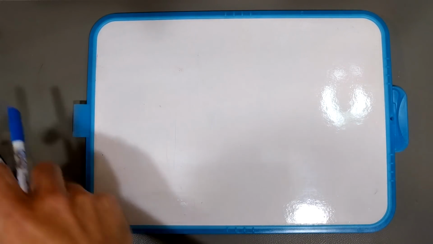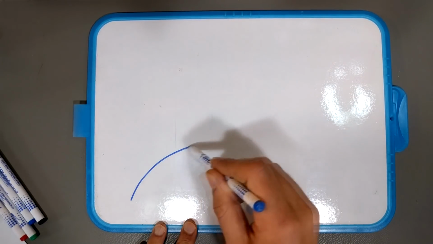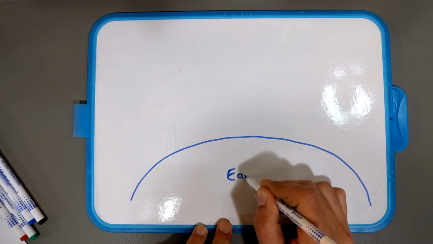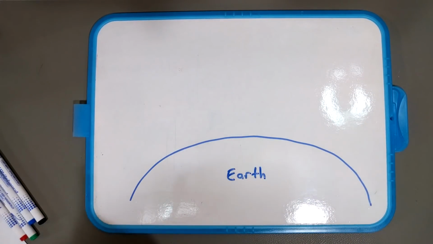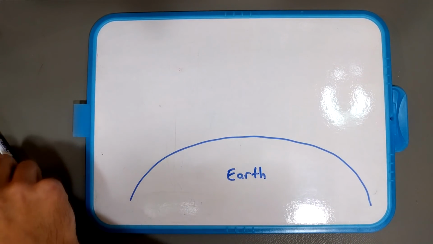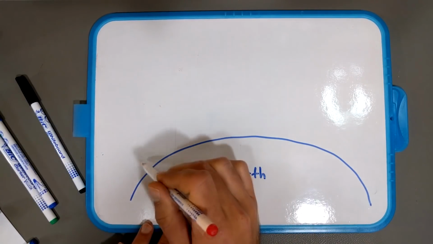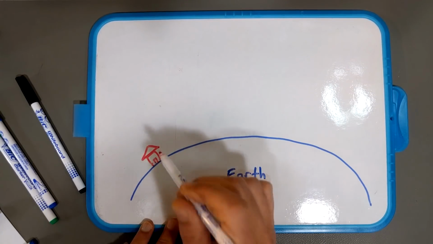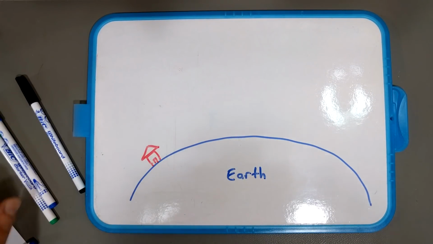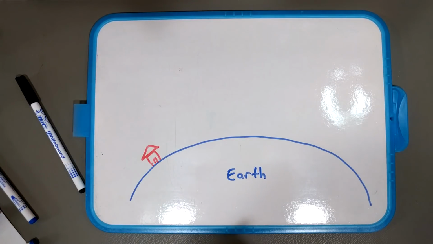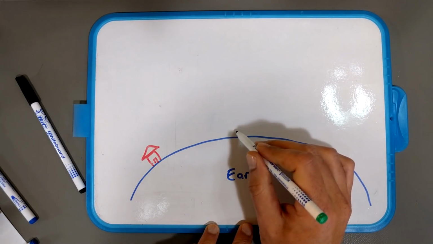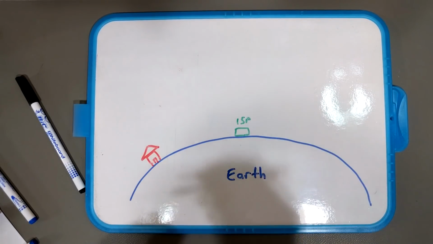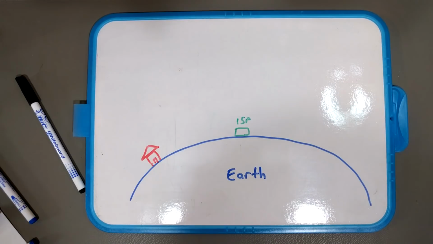So here's the deal. We've got planet Earth. There's planet Earth. Now we have your house right here. And then here, we may have your ISP, right?